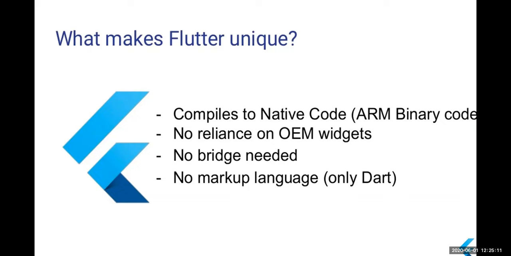If you know Alibaba, the e-commerce company in China, they also started using Flutter for their applications. Google is already using it for various applications and projects. And why do they use it? There is a reason: the code gets compiled to native code without any bridge. I told you, no bridge needed. And the last point is that no markup language is needed.